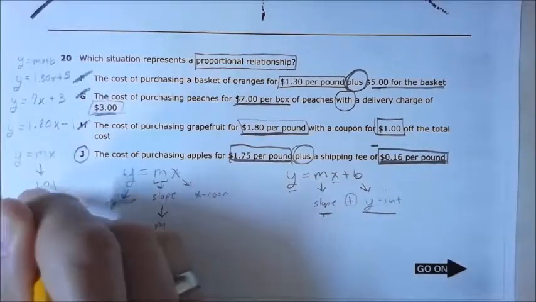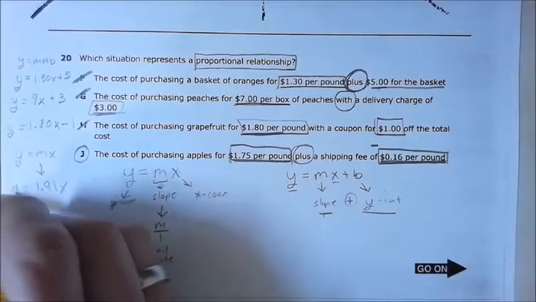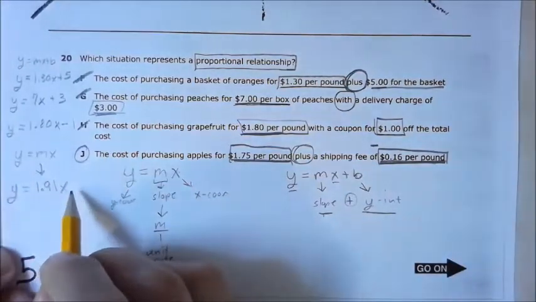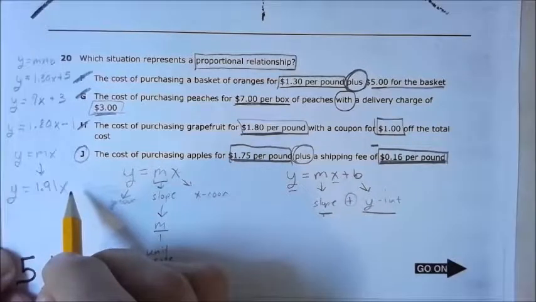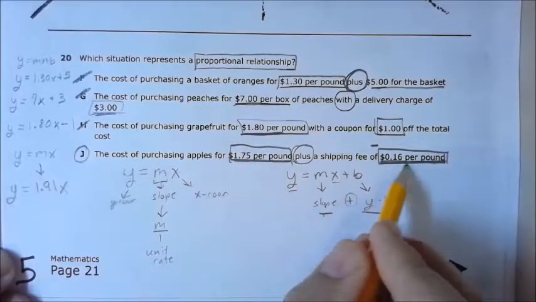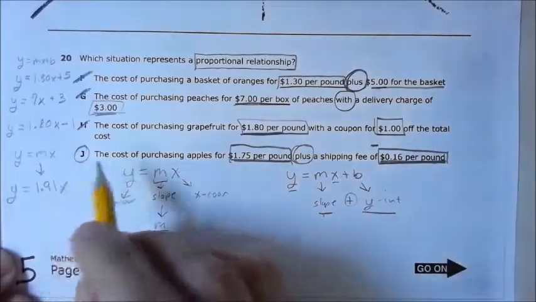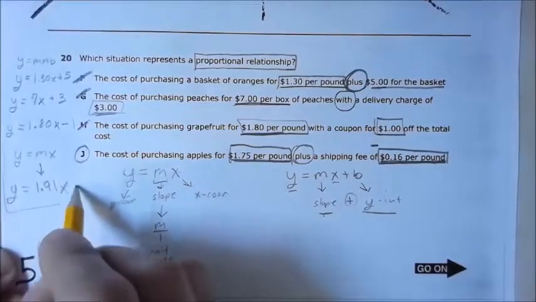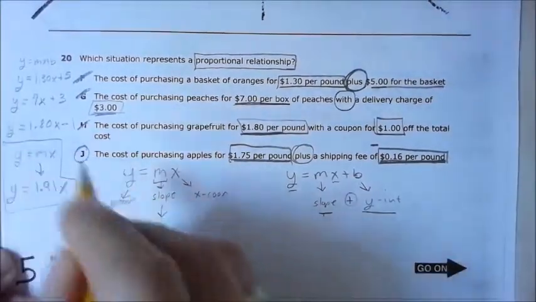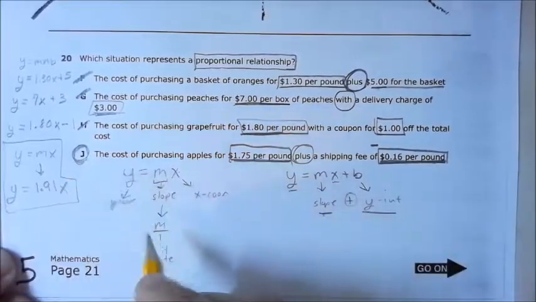Or we could say it has a slope of 1.91 over 1 times x. And then, if we want to see how much it's going to cost, we basically just put how many pounds it is, because this is per pound, this is per pound. So if we have 5 pounds, we just say 5 times 1.91. Notice that this matches the y equals mx formula. So again, that confirms that J is definitely the correct answer.